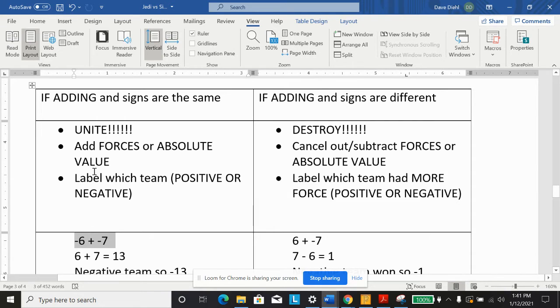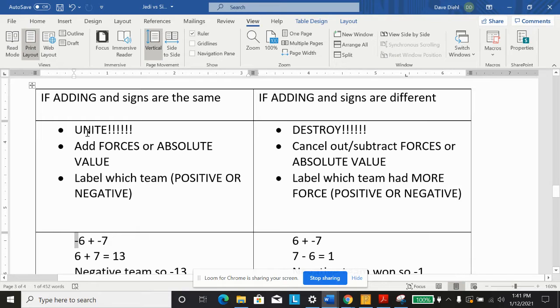Well, the first thing you do is you just look at the forces. In this case, there are 6 Sith and 7 Sith. So I'm just going to write 6 plus 7. Now, in math language, we call that absolute value. I like to call it the force. The force of -6 is 6, because that means there's 6 soldiers from the bad side, and the force or absolute value of -7 is 7 because there's 7 soldiers from the bad side.